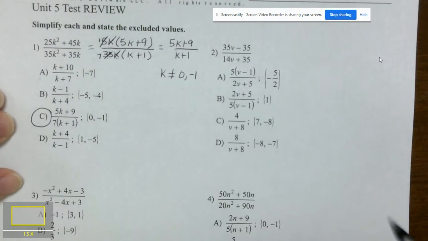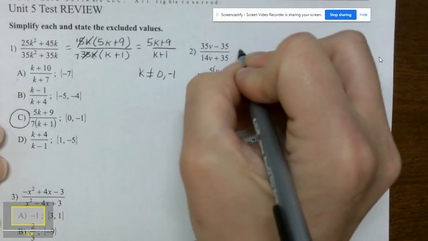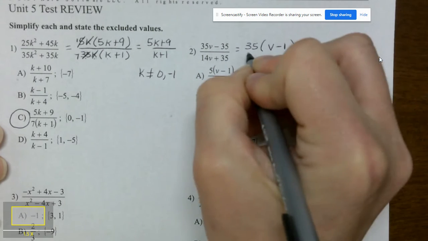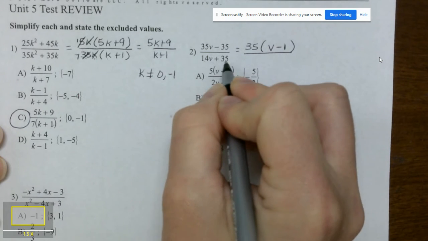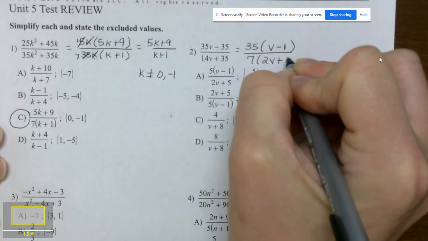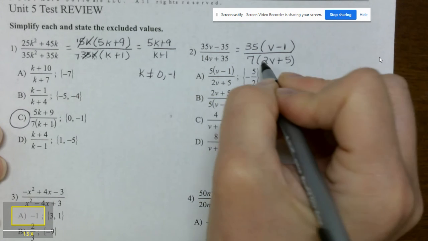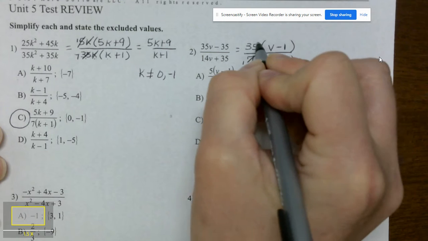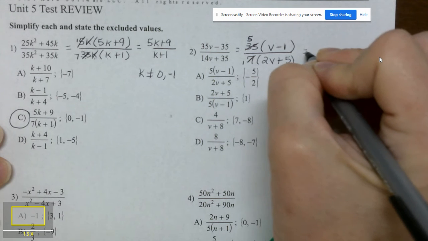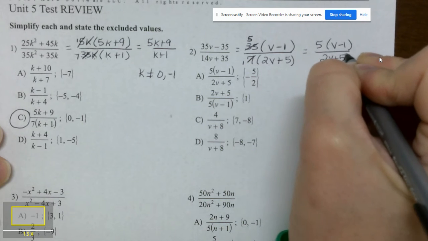Okay, for number 2, if we simplify, if we look at the top, again, they have a 35 in common, which would leave us with v minus 1 over. These two would have a 7 in common, which would leave us with 2v plus 5. Okay, we can't cancel the parentheses, but we can cancel. The 7 would become a 1, and it would go into the 35 5 times. So we can do that. All right, so that's going to equal 5 times v minus 1 over 2v plus 5.